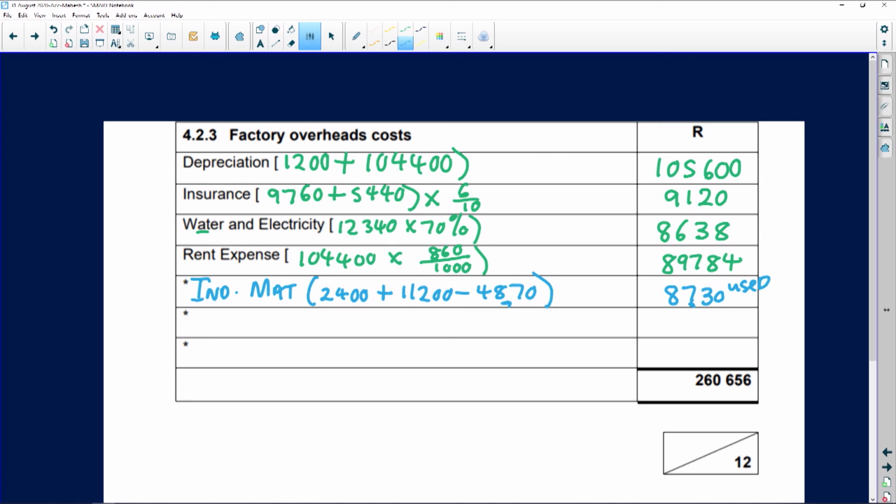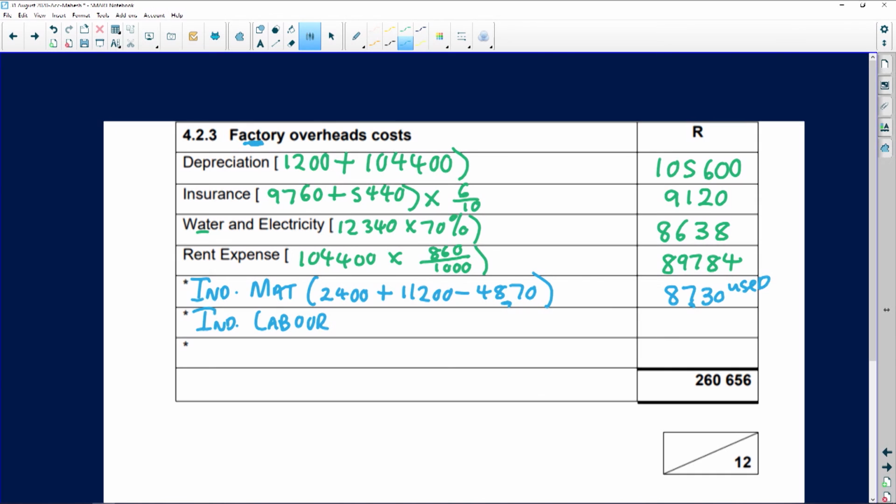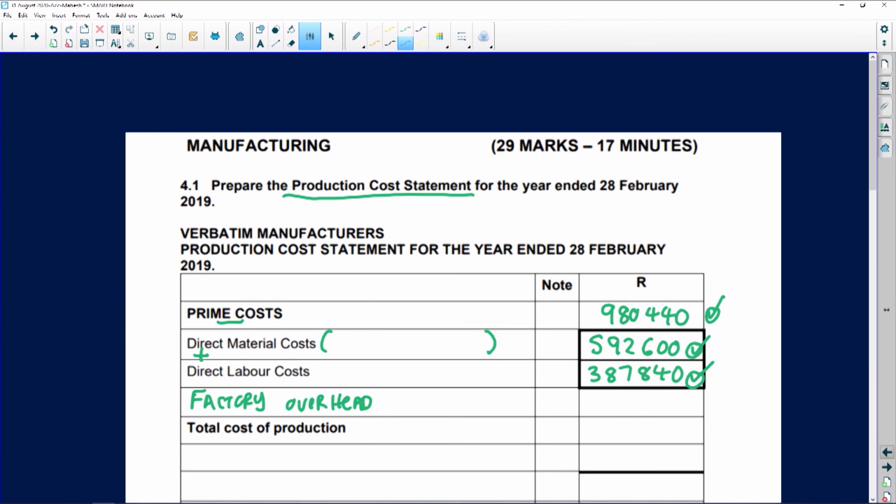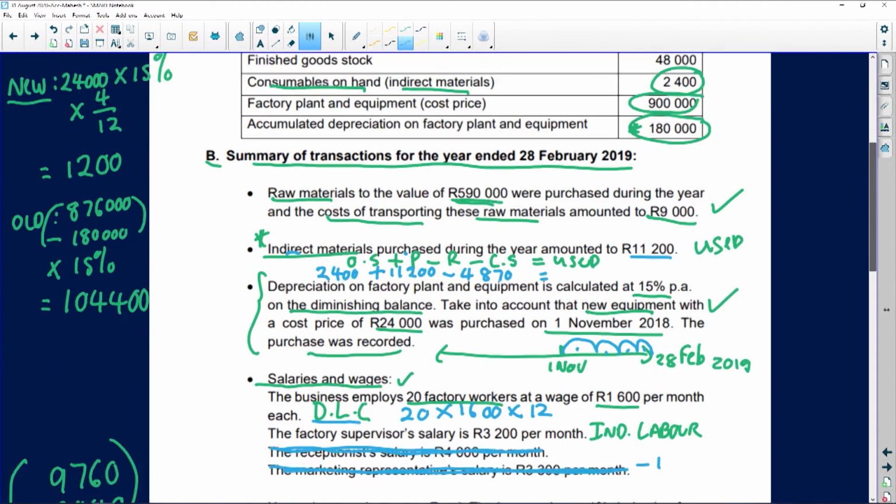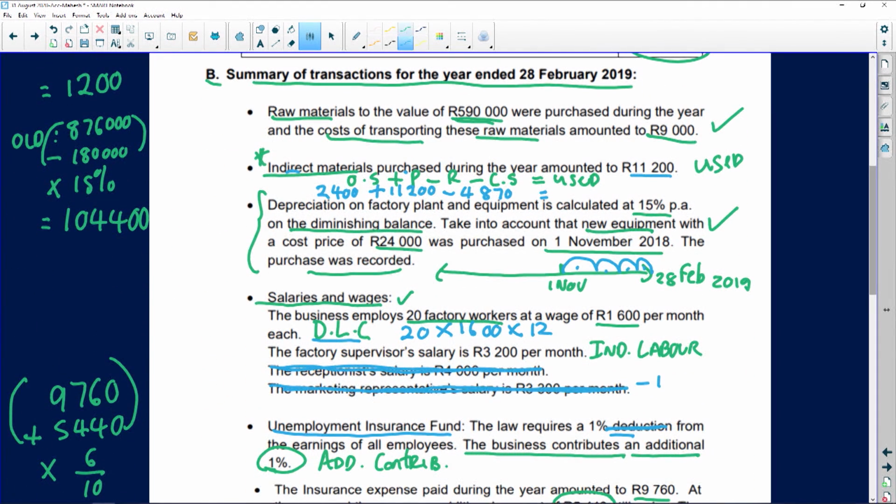Right, indirect materials sorted. Let's now look at indirect labor. Here we're referring to the factory supervisor. Remember, the factory supervisor is still part of the factory, but he obviously doesn't physically make the product. He is considered an indirect cost. So for indirect labor, let's go back to our salary and wages information. There we go. The factory supervisor's salary is 3,200 Rand per month, and remember, he will also get that additional contribution of 1%.